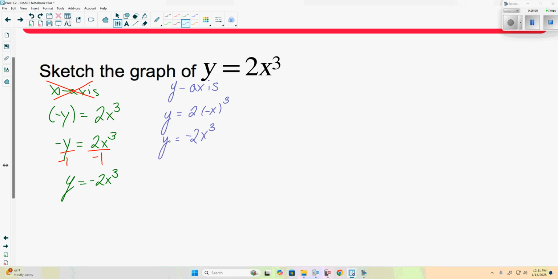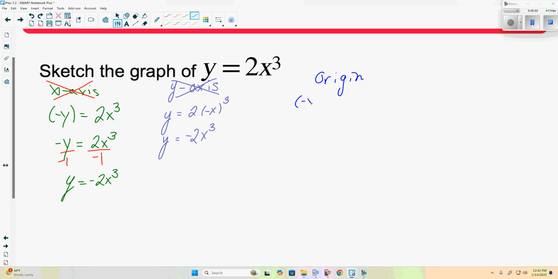So our negative x to the third power is just negative x cubed, times our 2 tells us it's negative 2x cubed. Is that the equation we started with? No. So it's not symmetric with respect to the y-axis. Now it leaves us with the origin.